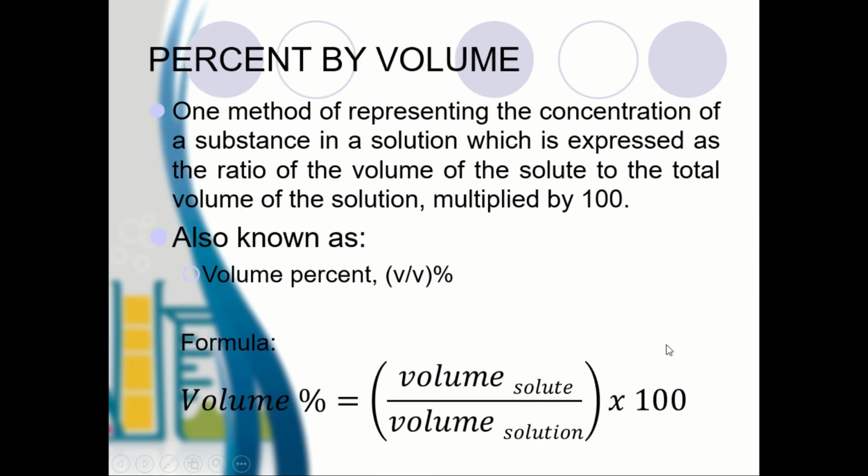Let's now go to percent by volume. When we speak of percent by volume, it is one method of representing the concentration of a substance in a solution, which is expressed as the ratio of the volume of the solute to the total volume of the solution, multiplied by 100. I know that it sounds familiar because it is almost the same definition as that of the percent by mass. Ang pagkakaiba lang nila ay yung unit. For mass, we make use of grams or kilograms. For volume, we make use of units of volume tulad ng liter, milliliter, cubic centimeter, and such. So the formula is the same. Papalitan lang natin yung mass, gagawin nating volume. So familiar pa rin yung ating formula. Percent by volume is also known as volume percent or volume over volume percent.